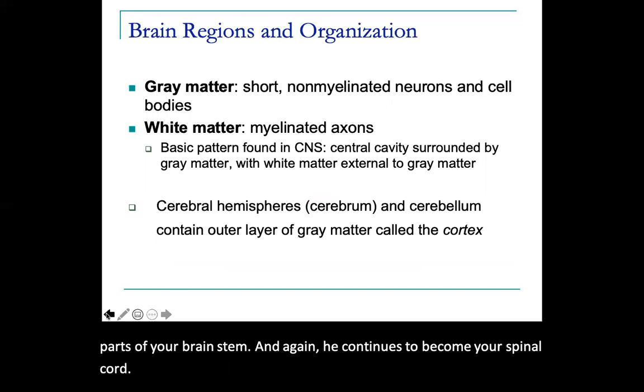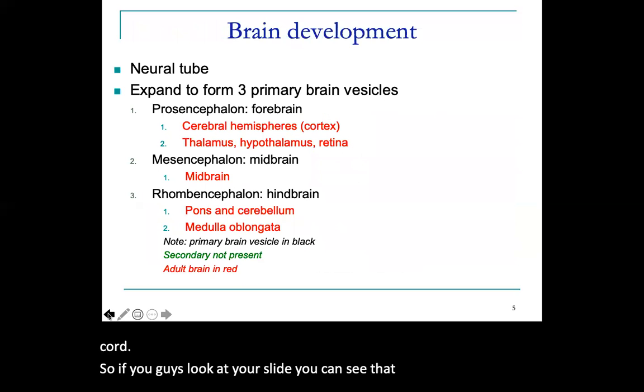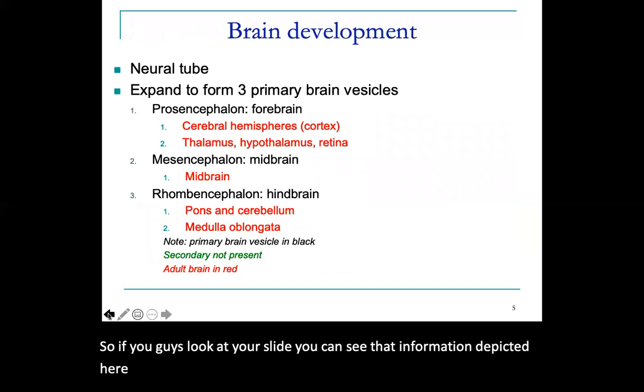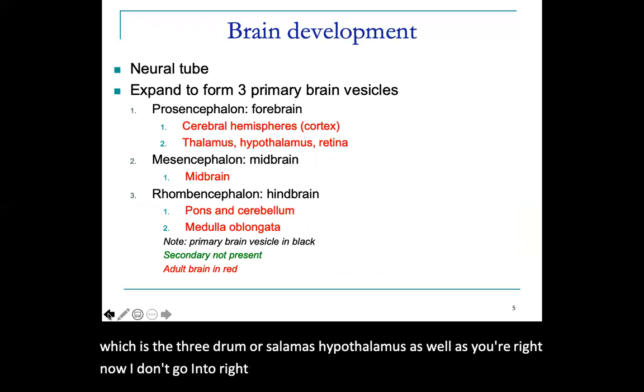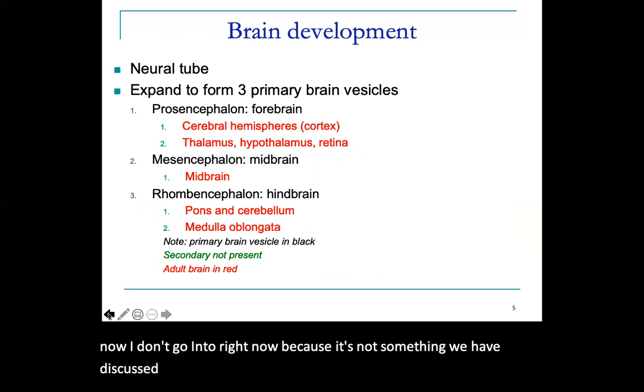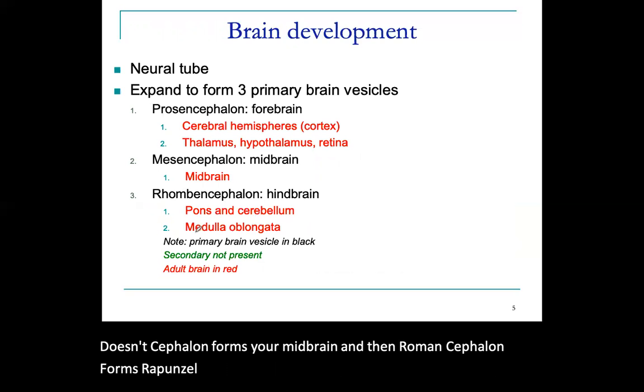So if you guys look at your slide, you can see that information depicted here. Again, prosencephalon is forming your cerebral hemisphere, which is the cerebrum, and your thalamus, hypothalamus, as well as your retina. I don't go into retina because it's not something we have discussed so far. Mesencephalon forms your midbrain, and then rhombencephalon forms your pons and cerebellum, as well as your medulla oblongata.